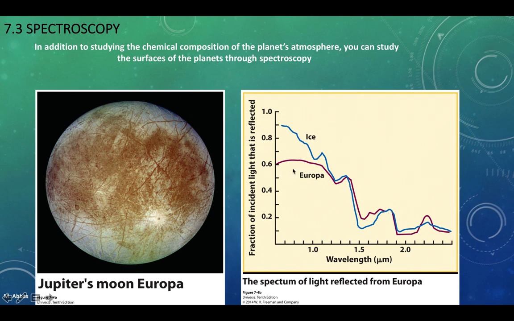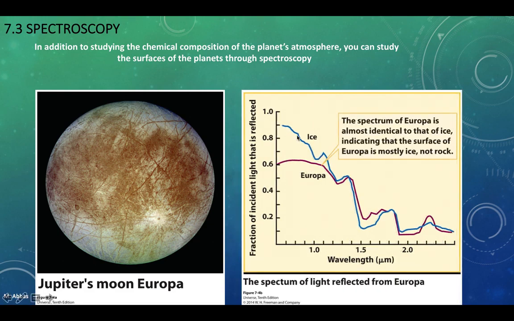Now when we look at the spectra of ice, it is in blue. The spectra of ice is very similar to the spectra of Europa. So I can tell you that Europa has ice on it, because the light coming from it gives me the same signature as ice on Earth. This is the meaning of spectra.